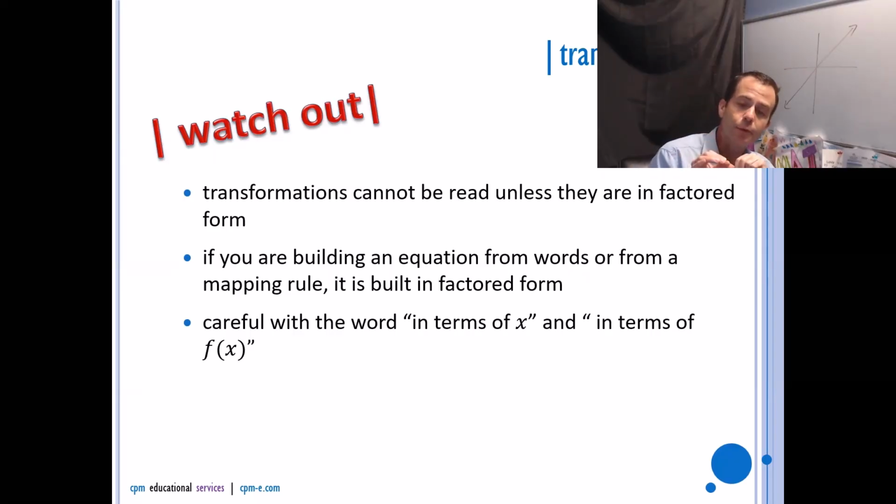And then be careful with the words in terms of x and in terms of f of x. In terms of x means I want the actual equation that we're going to graph. In terms of f of x means I'm looking for that transformational equation. So there should be like a g of something on that side or an f of something on that side. That's it in terms of f of x. So that should be an f of something on that side. Okay. All right. So that is it for transformations. I will see you for polynomials next, okay?